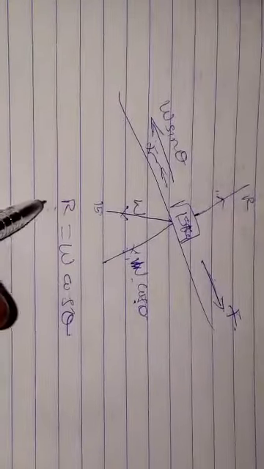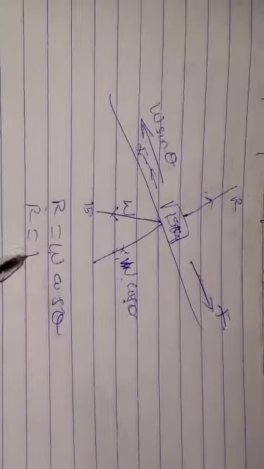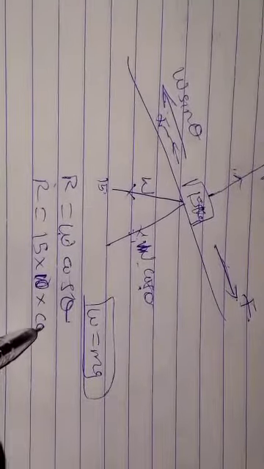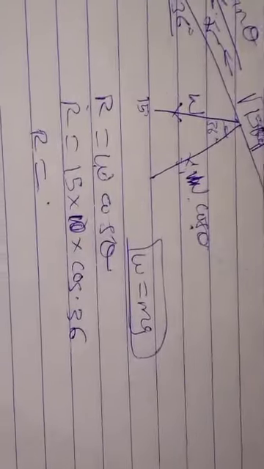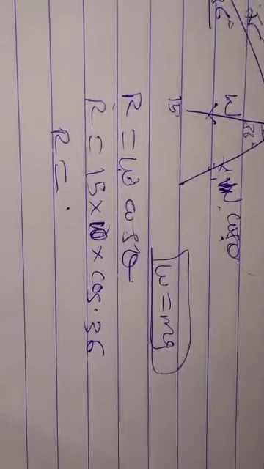So let's solve it now. R is equal to what? W cos theta, right? That's your vertical forces. R is W cos theta. What's W? W is mg, 15 times 10, times cos theta. Your theta is 36 degrees. Times cos 36. So that will give you your R: 15 times 10 times cos 36, that is 150 cos 36. Let me try to press it here.